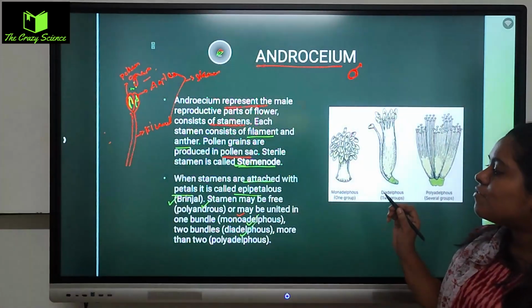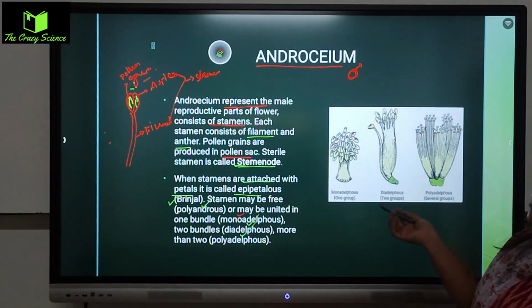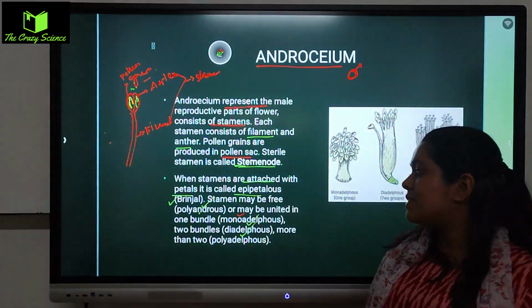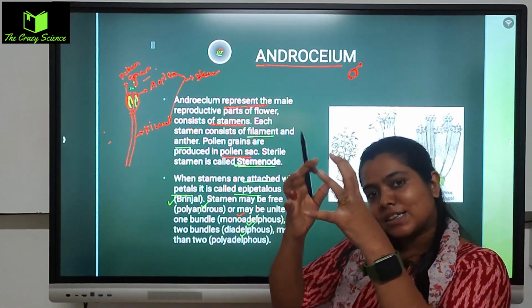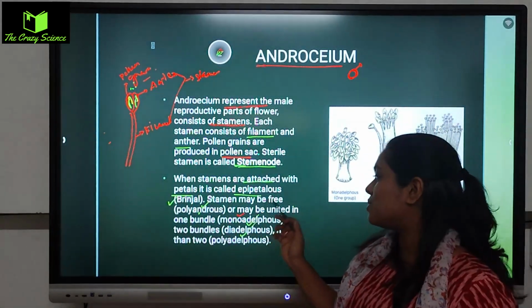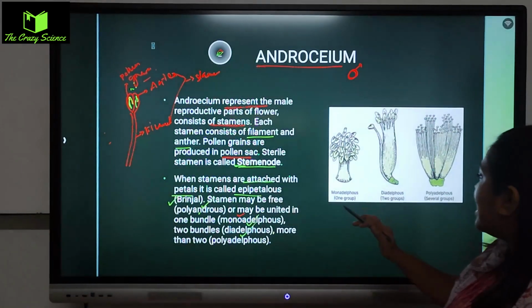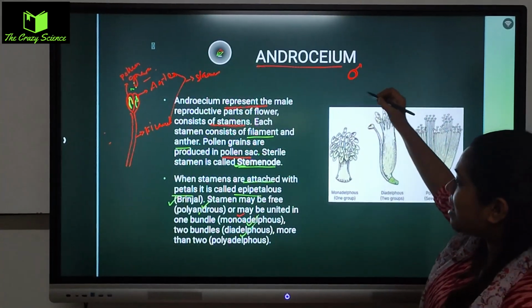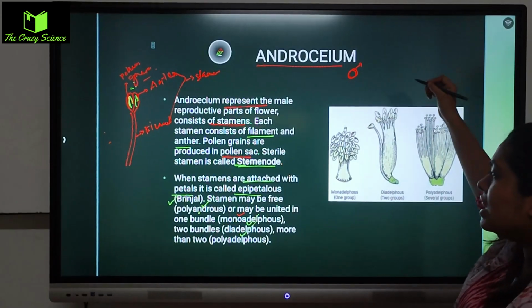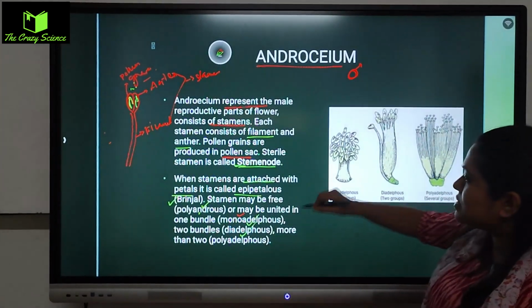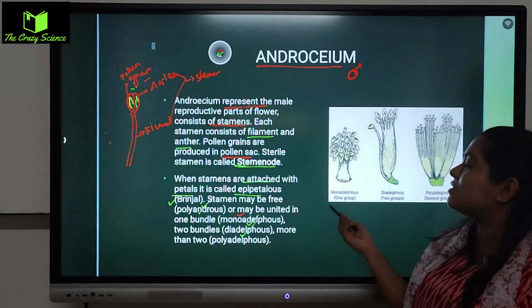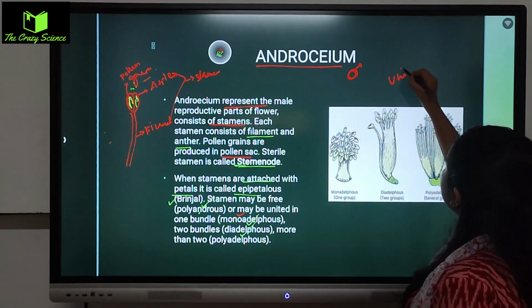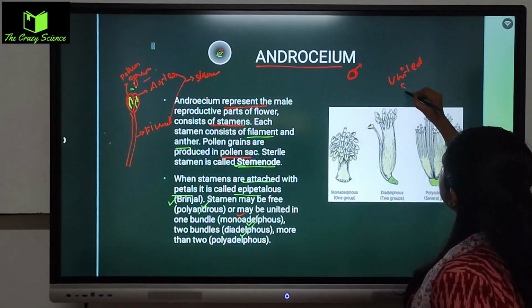All right, if the stamens are free from each other, this is called poly. If they are united in a bundle, one bundle, two bundles, three bundles, this is called mono, di and poly. And here you can see, I have shown the united ones, gamoandrous. These are all united stamens.